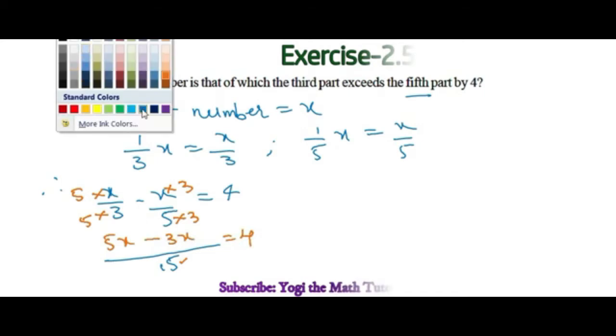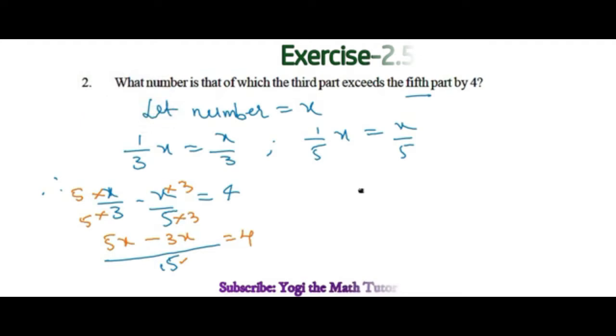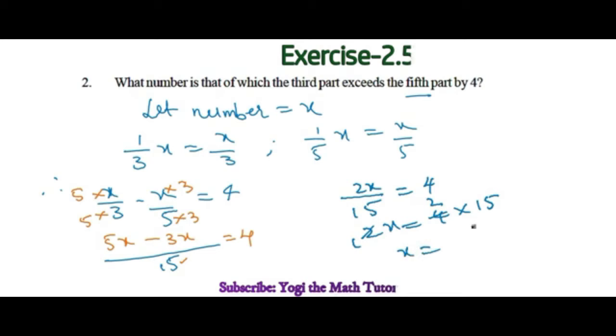Now simplify the numerator: 5x minus 3x, we have 2x by 15, which is equal to 4. Now 15 is in the denominator, it is division, so you send it to the right side and it becomes multiplication, that is 4 into 15, then 2 times x. Now 2 times 2 is 4, 2 times 15 is 30, so x is equal to 30. So the number is 30, that is the answer.